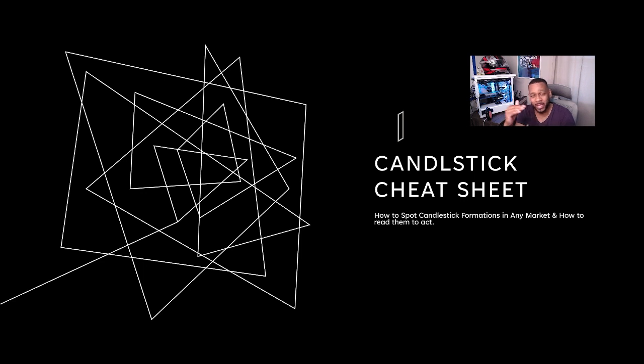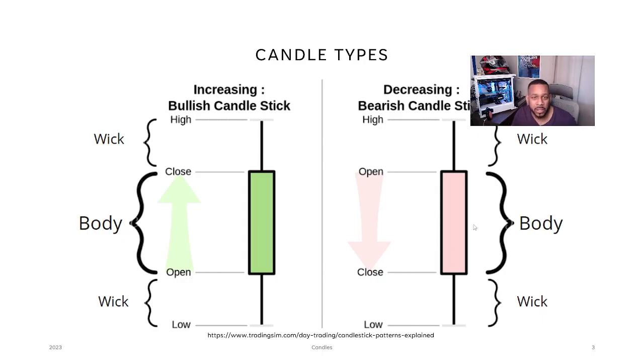Now within those candles, there are fluctuations. You have your dailies, then you have your 4 hour, and then again your minutes. So you get a lot of ups and downs throughout that, but being able to identify those candles and understand how the market is moving and whether the buyers or the sellers are in control at that point in time is very vital. So here you see the candlestick cheat sheet: how to spot candlestick formations in any market and how to read them to act, right? So let's take a look at this.